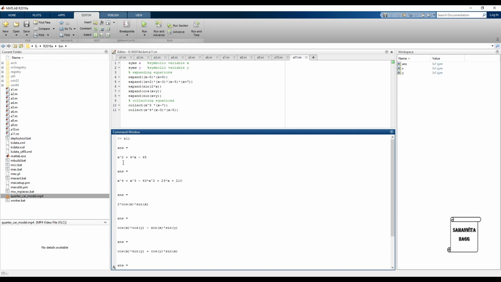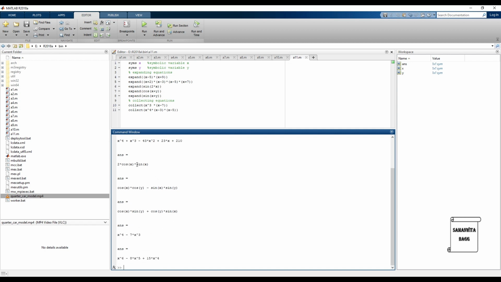So you can see the first one is x square plus 4x minus 45. The next one is having 4 terms. So the highest power will be x raised to 4, then x raised to 3, then x square and x, and then finally a constant value. The formula of sine 2x is 2 sine x cos x. Formula of cos of x plus y is cos x cos y minus sine x sine y. Formula of sine x plus y is cos x sine y plus cos y sine x.